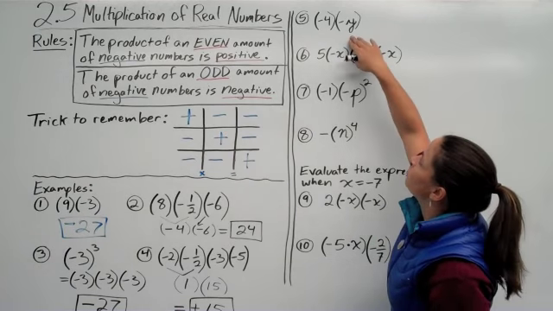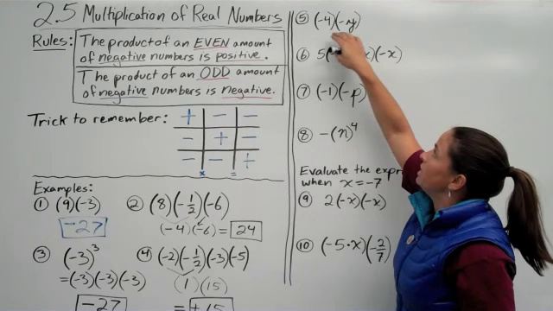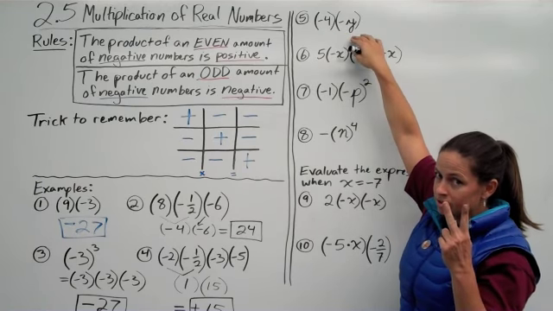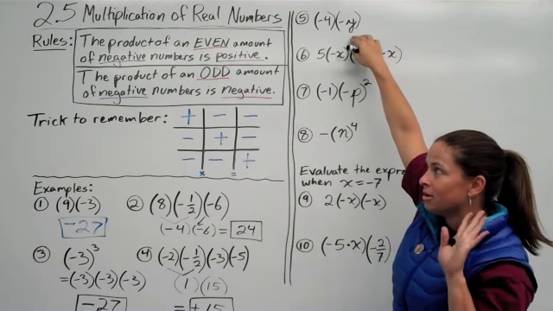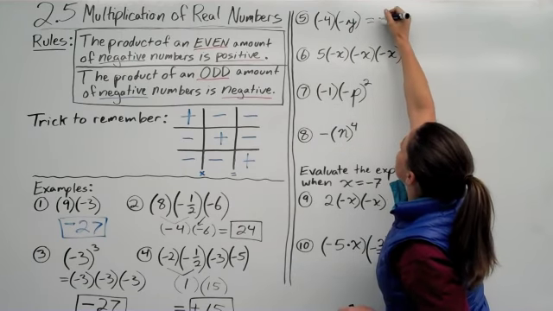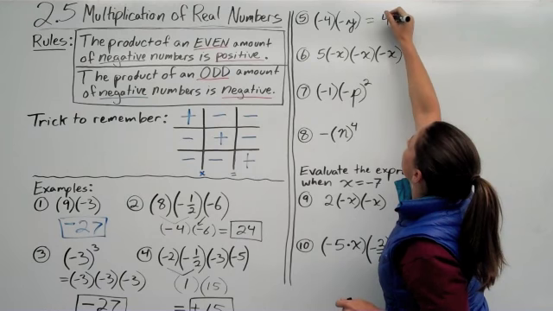Here I have a negative 4 times a negative y, a negative times a negative, 2 negatives, so positive or negative? Correct, positive. And this will be a positive 4y.